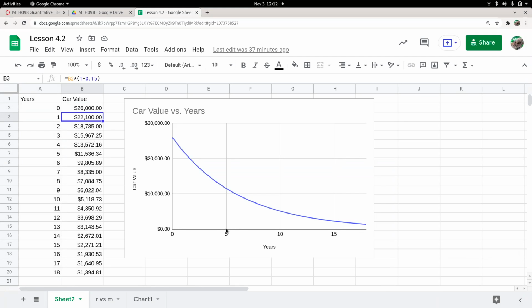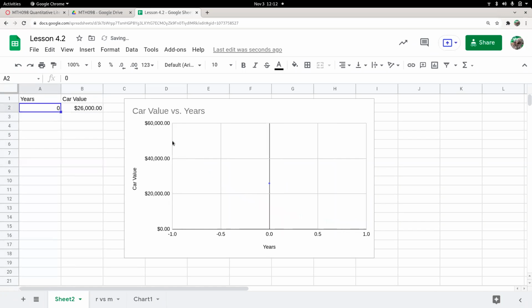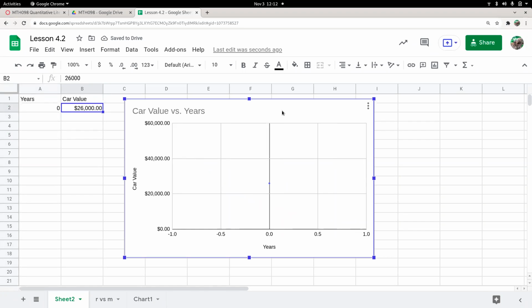And you can see the car's value is just dropping over time, and it's not a straight line drop, right? It's got this curve. It's that hockey stick kind of shape we looked at way back, that exponential shape. So the way I made this calculation, let's just delete some stuff here, start over. Let's get rid of the chart too.